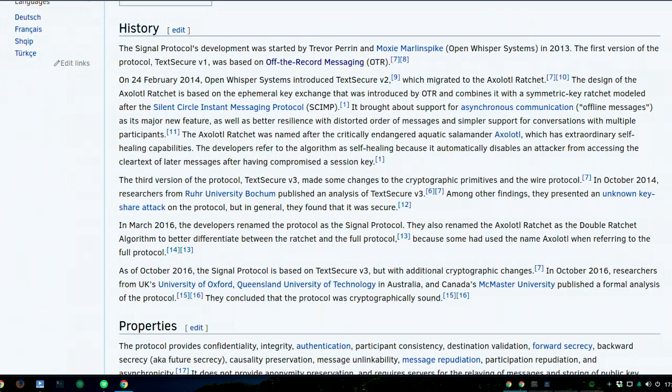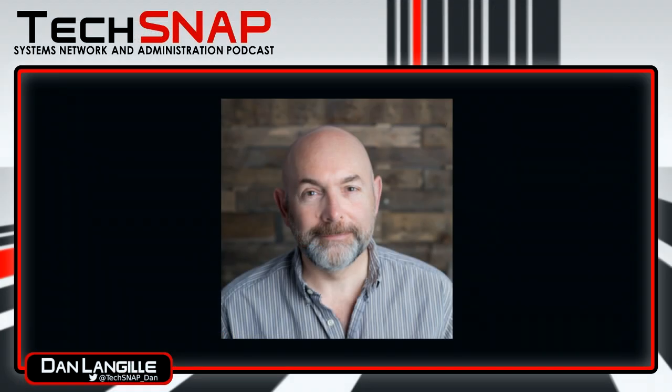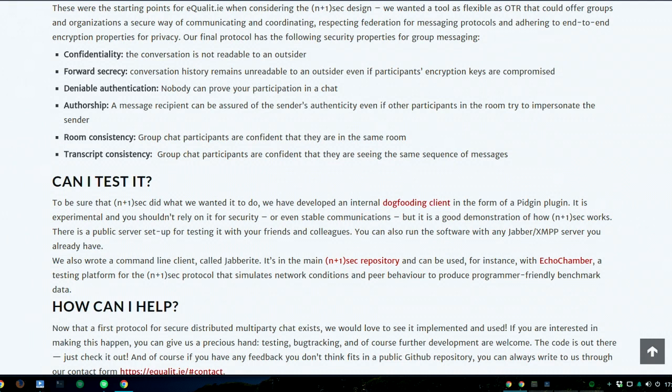So their final protocol addresses all of this, and it has the following security properties for group messaging. And some of these are pretty cool, and some of these are things that I had not thought of. The first one is confidentiality. The conversation is not readable to an outsider. Now that makes sense. Yeah. That's definitely one of the primary reasons that you're encrypting. Yeah. So forward secrecy.